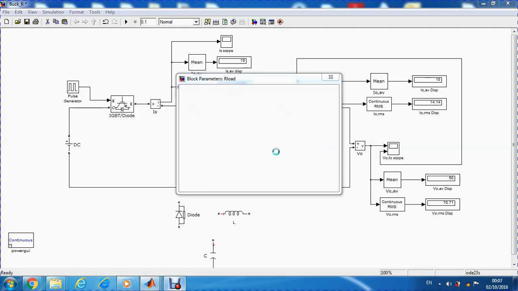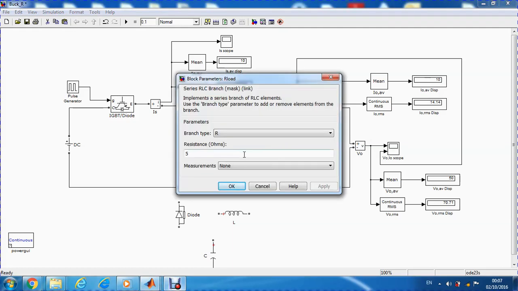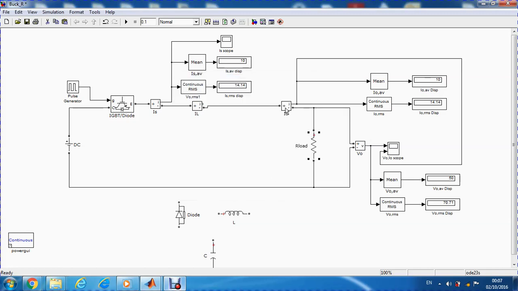This is the resistor, and we will start by analyzing just a resistive load, which is only 5 ohm. Also I have inserted a current sensor to measure the current in the output resistor and the output load, and I can measure the average value here, and also the RMS value again.